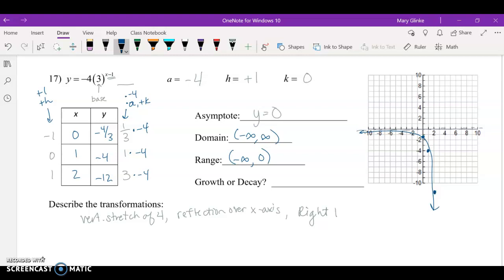Looking at this, our base would normally tell us that this is growth, but because a is negative, anytime you have the negative a, your graph doesn't grow like you think it should. So it's going to end up being neither. Anytime a is negative, it's neither growth nor decay.